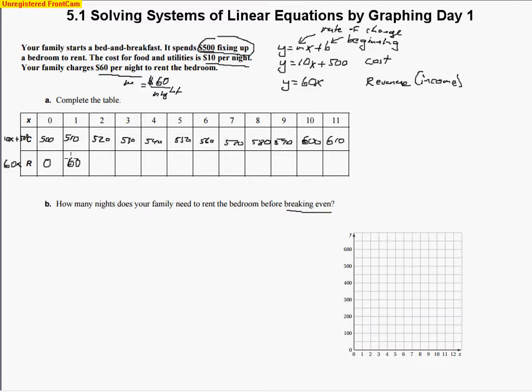But we still have costs. We have that $500 initial cost, plus the extra $10 for the utilities and the food. But now we've made some money. So you can see how now the numbers are getting closer together. Before we were 500 apart, and now we're less. If we subtract those two numbers, we're only $450 apart.